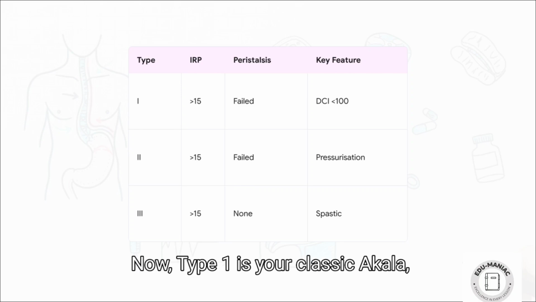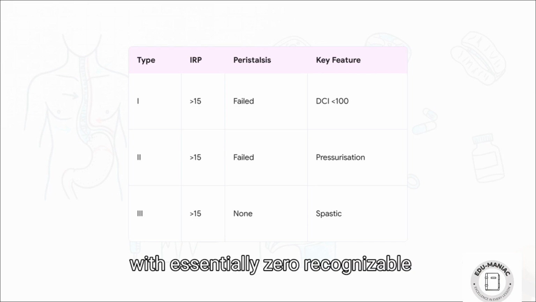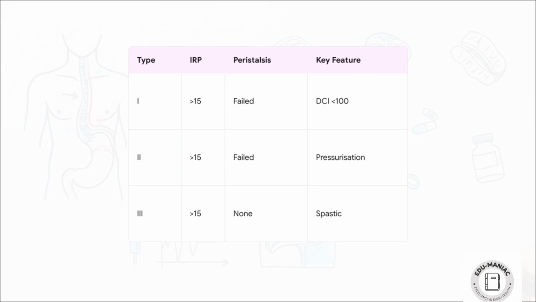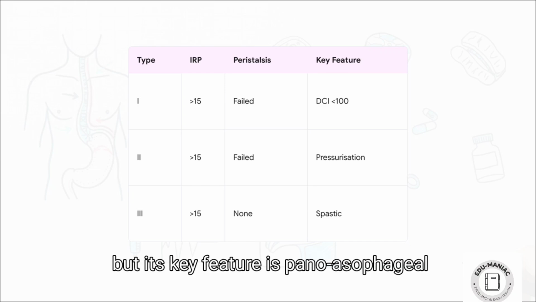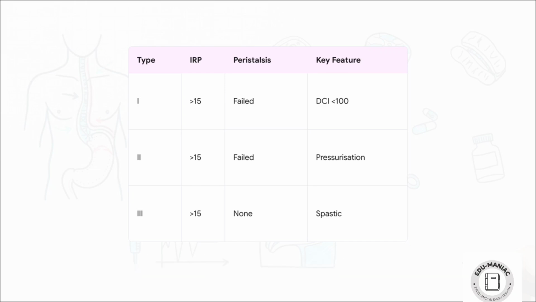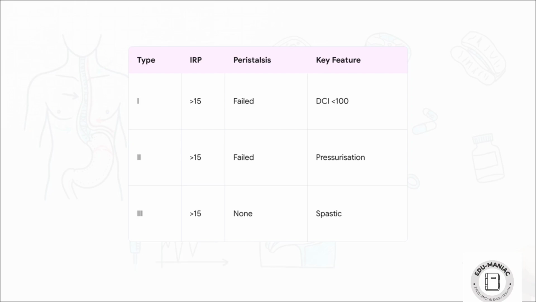Now, type 1 is your classic achalasia, 100% failed peristalsis with essentially 0 recognizable contractions. Type 2 also features 100% failed peristalsis, but its key feature is pan-esophageal pressurization, occurring in at least 20% of swallows. Basically, the esophagus acts like a single pressurized common cavity. Finally, we have type 3 or spastic achalasia. Here, there's no normal peristalsis, but you do see premature high-pressure spastic contractions.